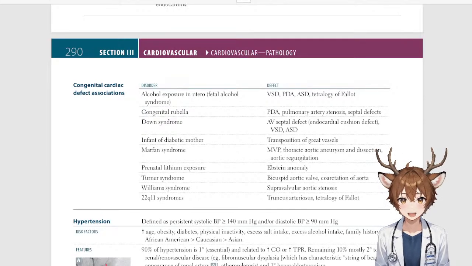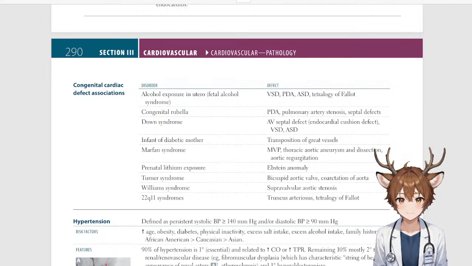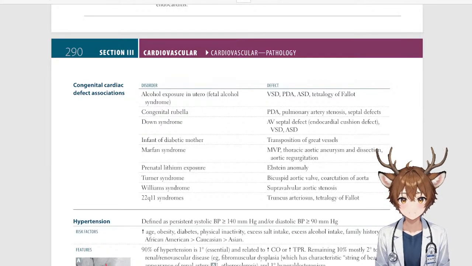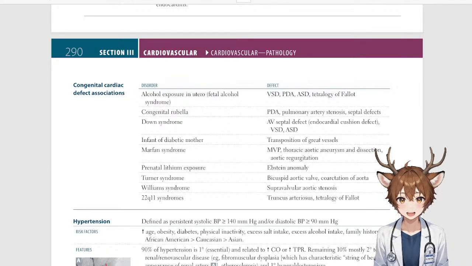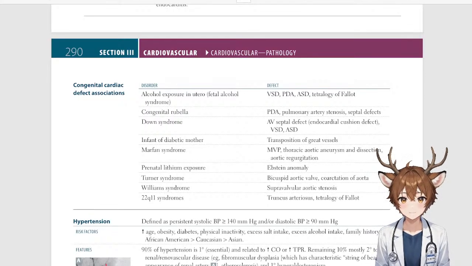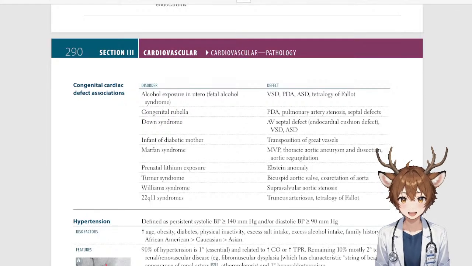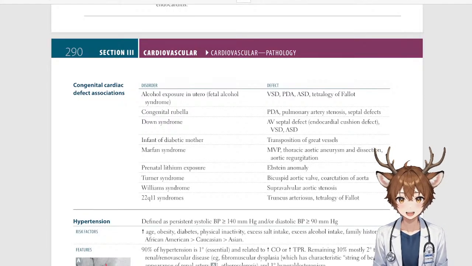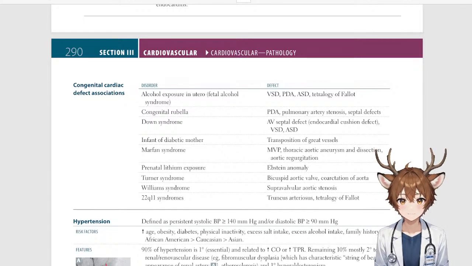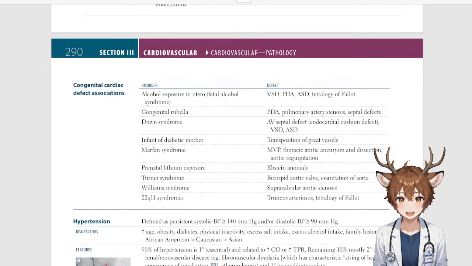Now, prenatal lithium exposure causes Ebstein anomaly. Turner syndrome causes bicuspid aortic valve, aortic coarctation / dissection. Williams syndrome causes supravalvular aortic stenosis. 22q11 syndromes, truncus arteriosus and tetralogy of Fallot.